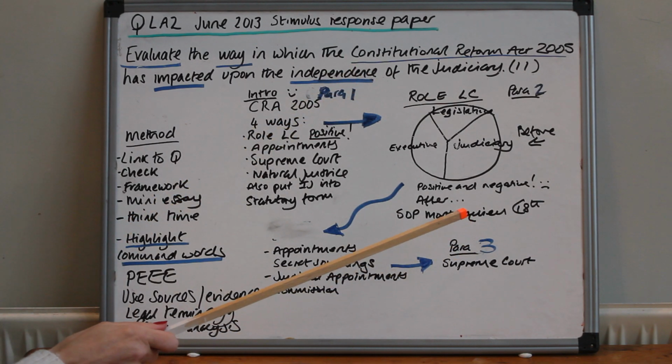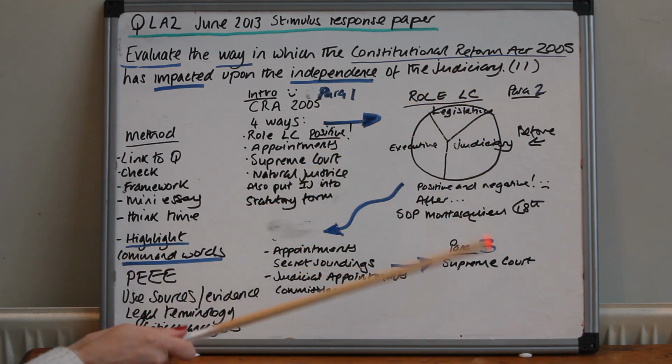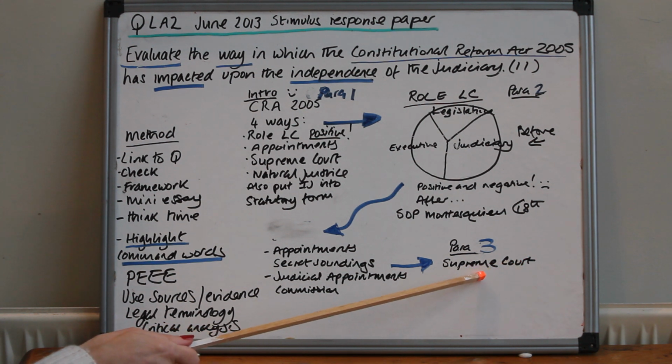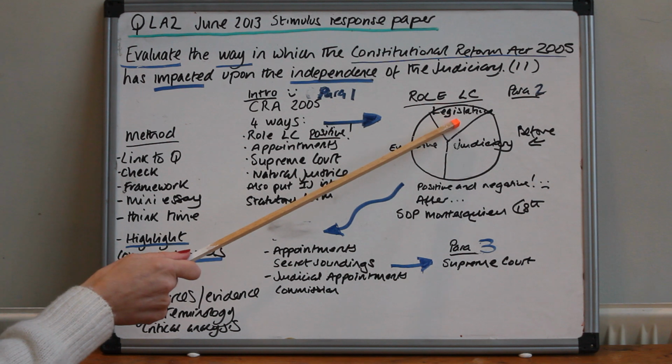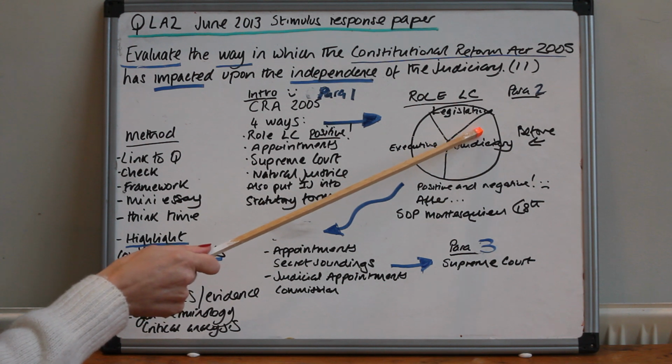With the Constitutional Reform Act of 2005, we also had the creation of a Supreme Court. Now this happened in October 2009 and really assisted us with the independence of the judiciary, because it took what was the House of Lords, which was located in the Legislative, and created a new building, and actually now is a separate building.